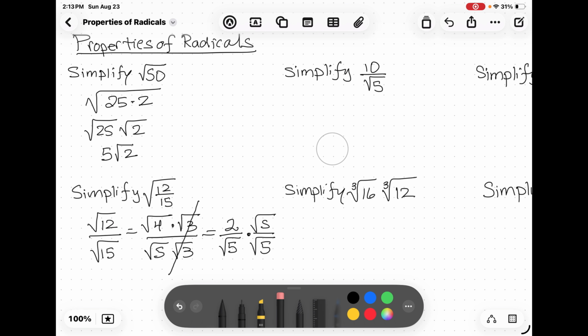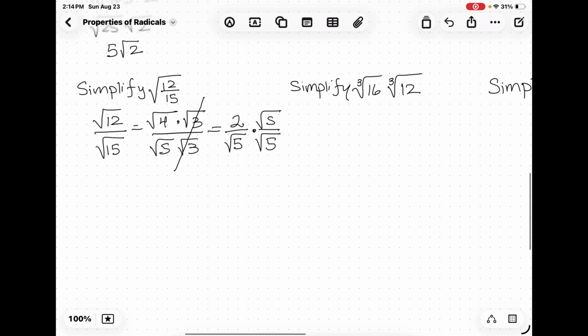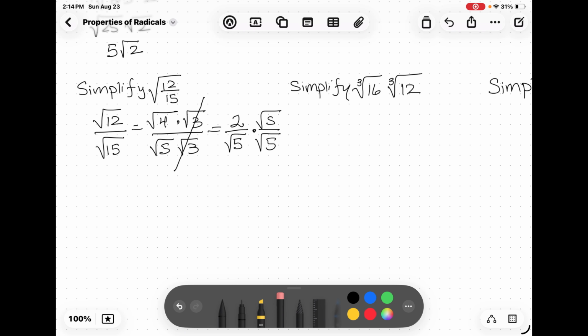So what do I have in this denominator now? Let's see here. I've got 2 rad 5 over 5. And that's what I want.